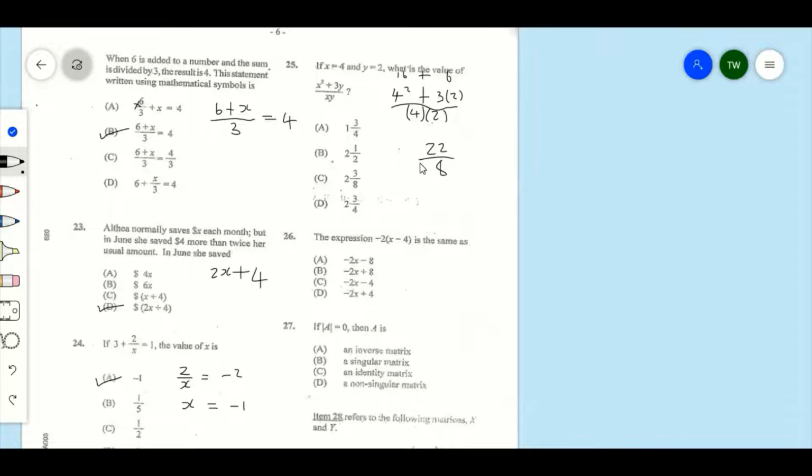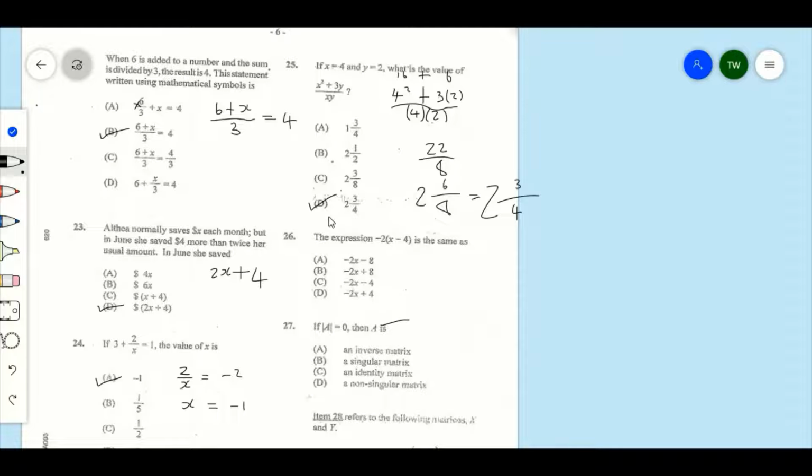Now 22 over 8 can be written as a mixed number. How many groups of 8 can we get out of 22? That's going to be 2 groups. How many is left? That's going to be 6 over 8. And 6 over 8 can be reduced. So this is going to be 2, and 6 over 8 can be reduced by dividing both the numerator and the denominator by 2. So this is the same thing as 3 over 4. Alright, so 2 3/4 is the answer, and that answer would be D in this case.